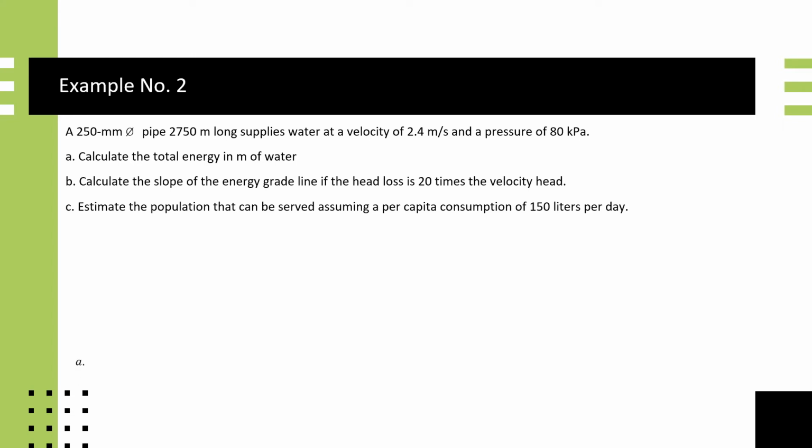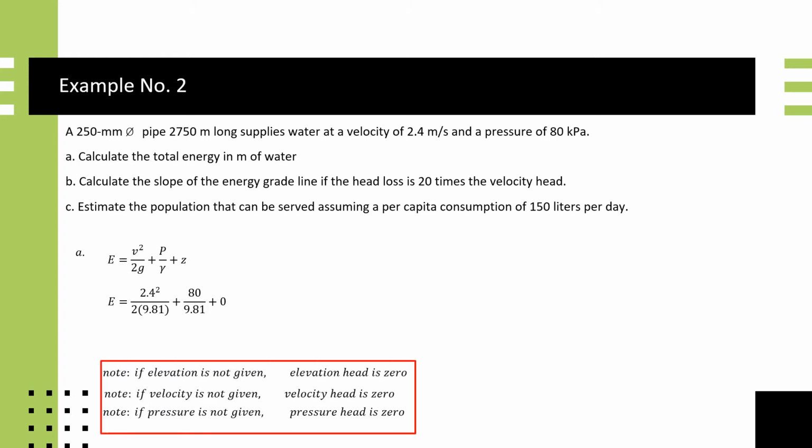So, proceed agad tayo sa letter A. Ang hinahanap is total energy. Gagamitin natin yung total energy equation, which is V squared over 2G plus P over gamma plus Z. Ang given is diameter ng pipe, length, velocity, and pressure. Wala kayong makikitang elevation, so consider Z is equal to 0. Salpak mo lang lahat ng given. V is 2.4, 2 times G is 9.81, P is 80, and then gamma is 9.81 dahil water lang yan.